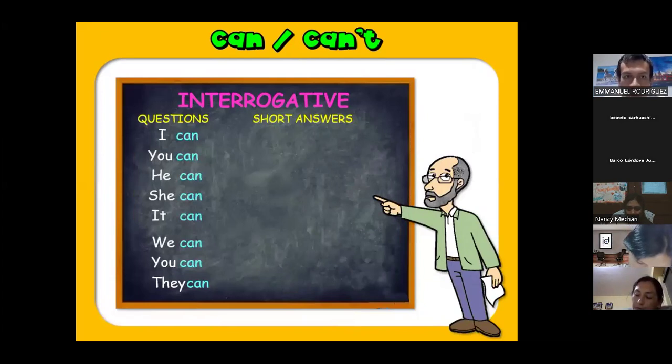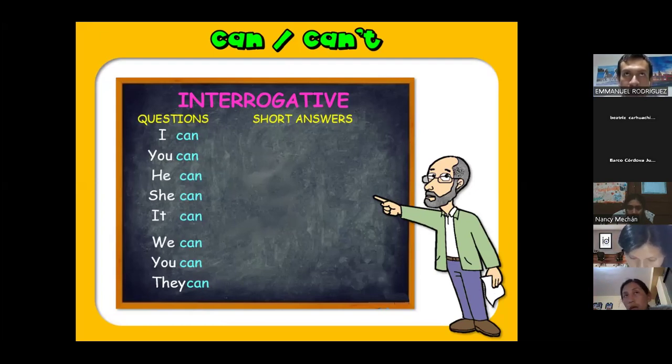Okay, according to the different slides you have seen the affirmative form and the negative form. And also you have the interrogative form using the modal verb can. It's very important to know the correct position of the modal verb in a question.